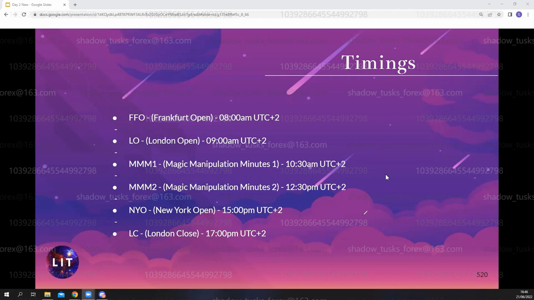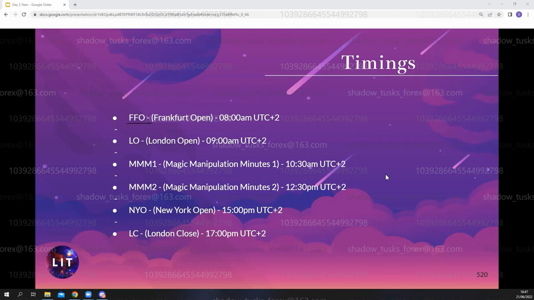So the first timing we have is Frankfurt Open. Now, this depends on your UTC. So please do ensure that you either convert the UTC based on your time zone or use the UTC we provide, which will be between UTC +2 and +1, depending on where we are ourselves. You can use that, as we will always be using these timings, and maybe you become more familiar with these timings in themselves.